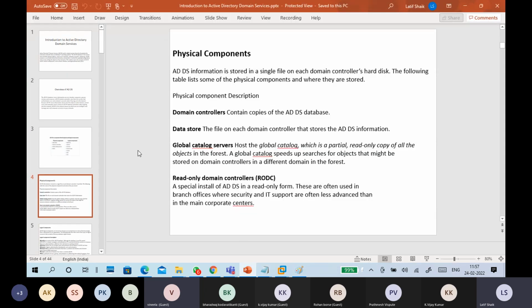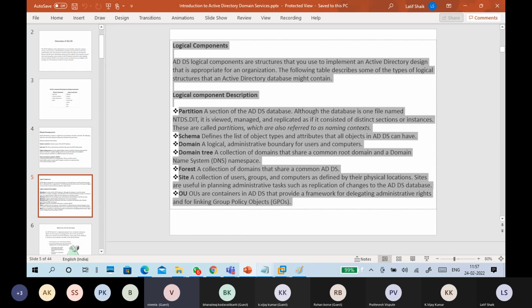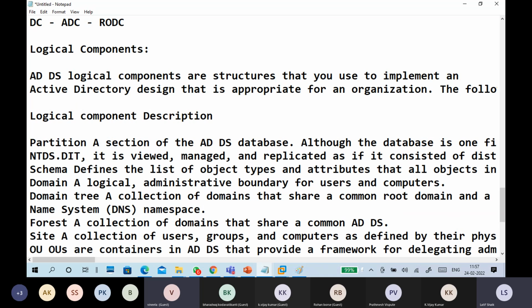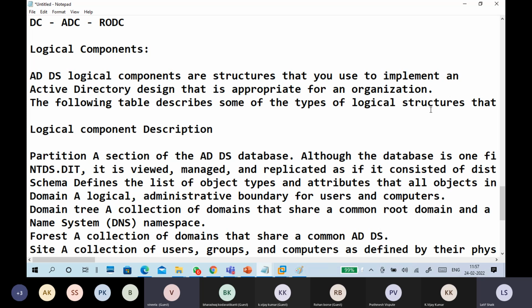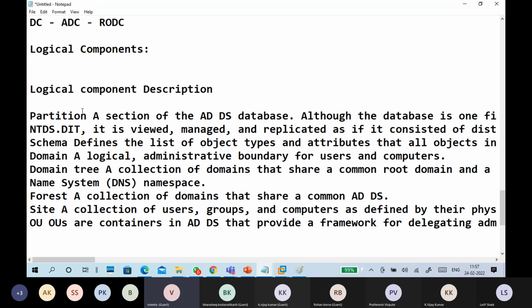One more is there, that is the logical components. Okay, so these are the logical components. What is the meaning of logical components? Active Directory logical components are structures that have been implemented in an Active Directory design for an organization. The following table of component descriptions is very good.